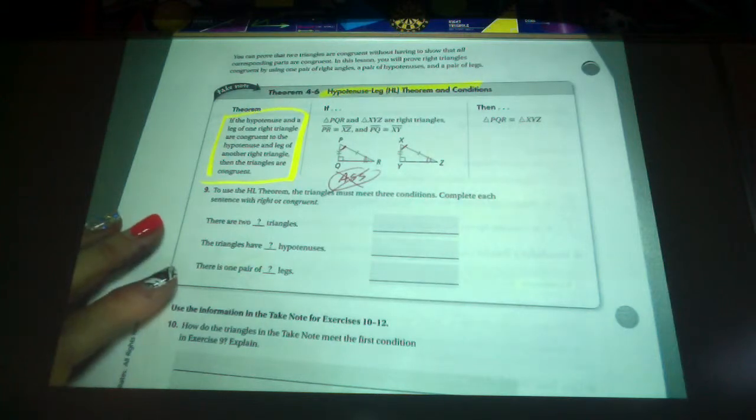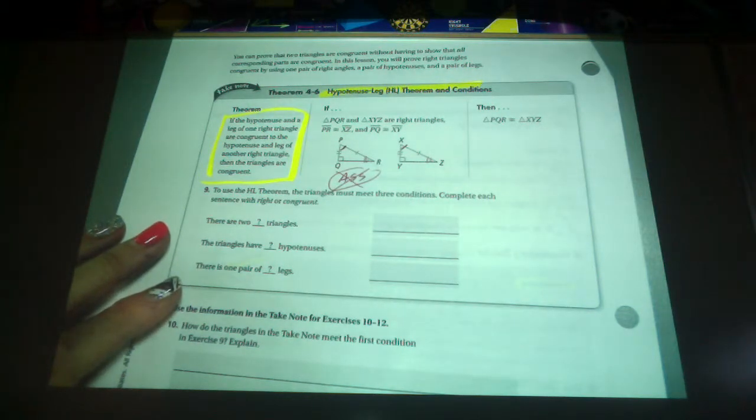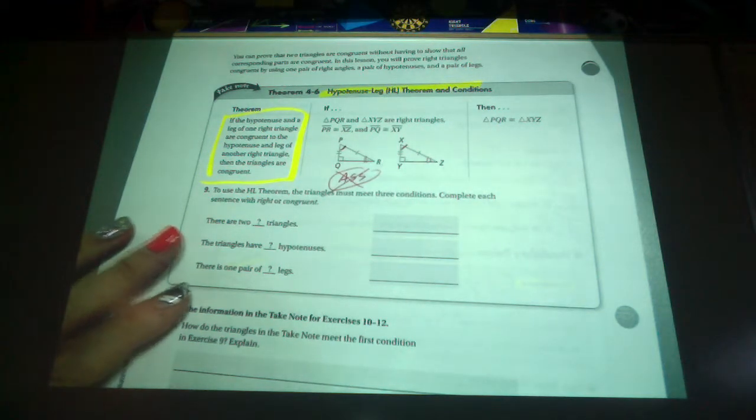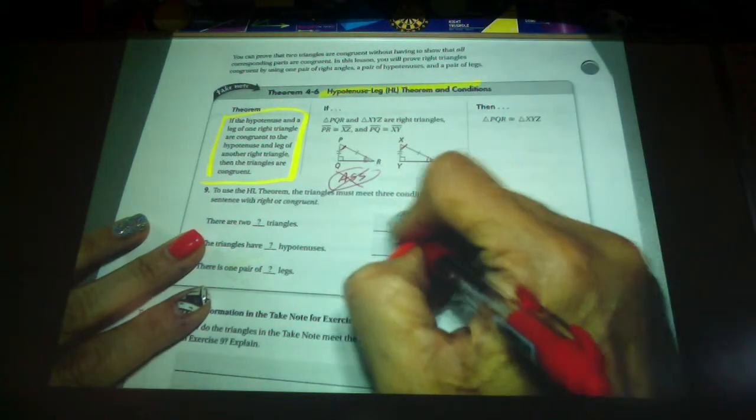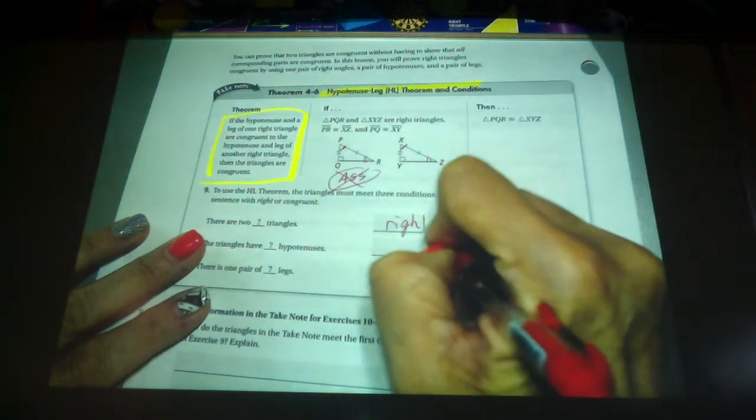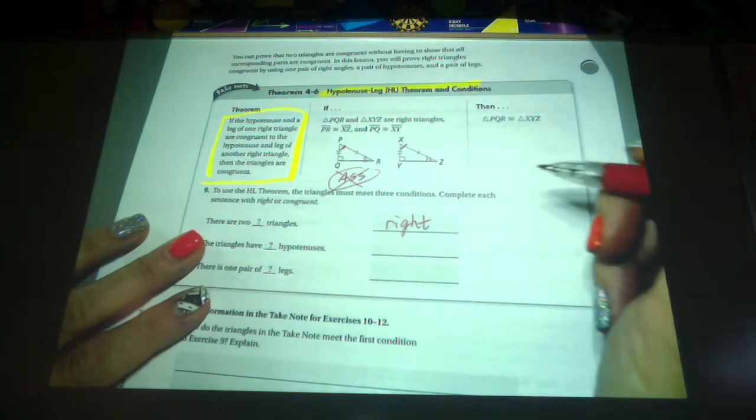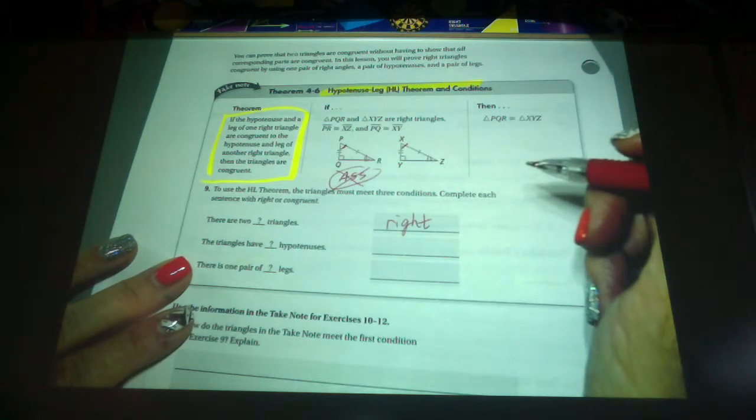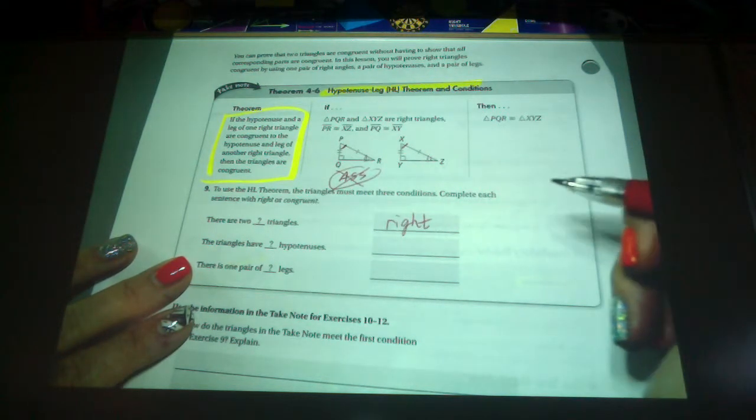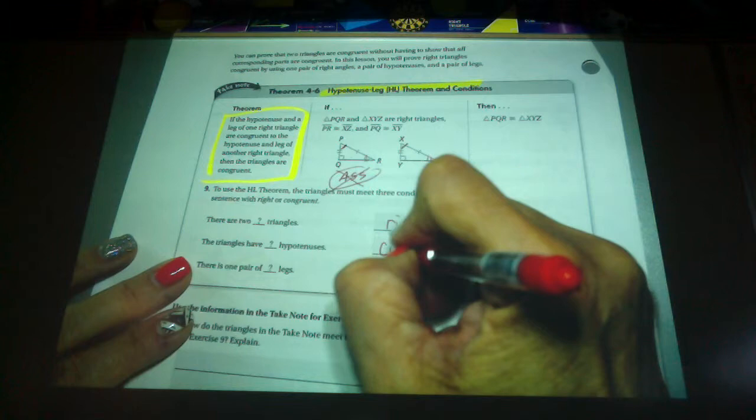To use the HL theorem, the triangles must meet 3 conditions. Complete each sentence with right or congruent. There are 2. What kind of triangles specifically? Right triangles. They have to be right triangles in order to use any of the right triangle theorems. The triangles have blank hypotenuses. I call them hypotenuse. They have to be congruent.